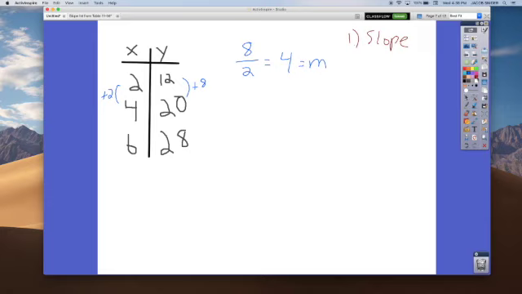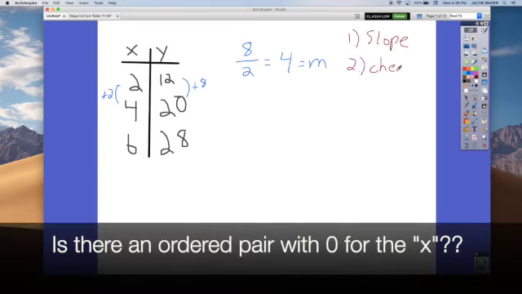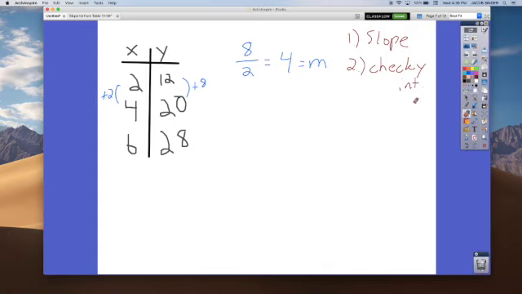The second step is to what? Well, I want to check the y-intercept and see if I have 0 for an x. And I don't. So that's not going to work this time. So then my second step needs to be I need to plug in a point. Okay? So let's pick a point to plug in. I'm going to go with the point at the top because that's the smallest one.